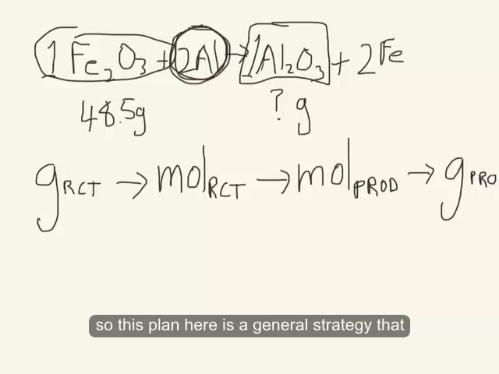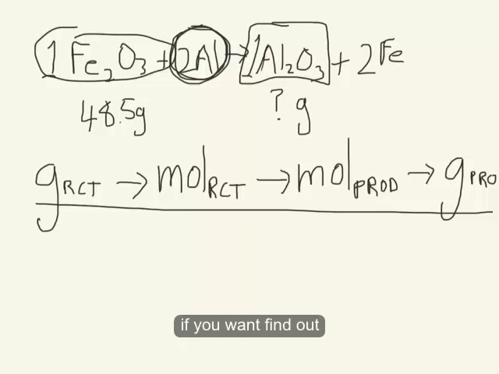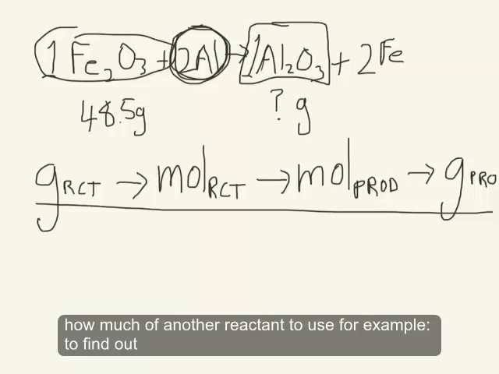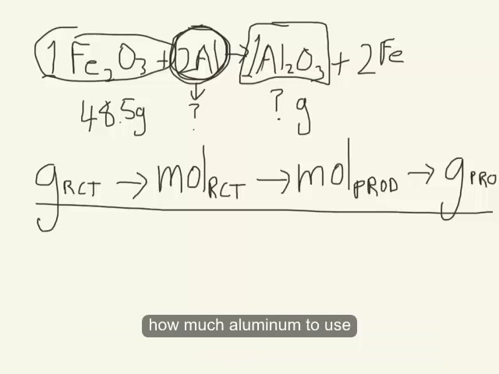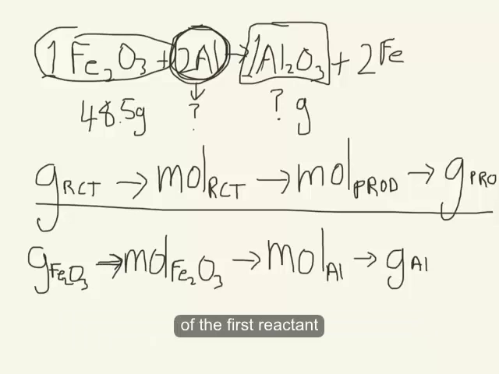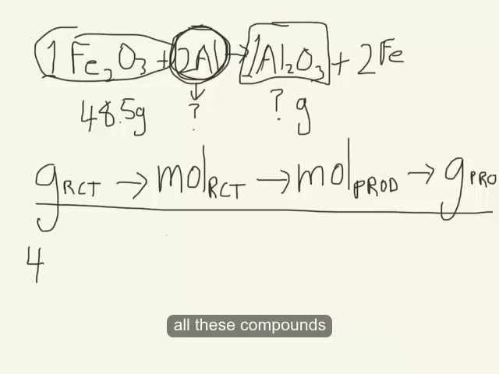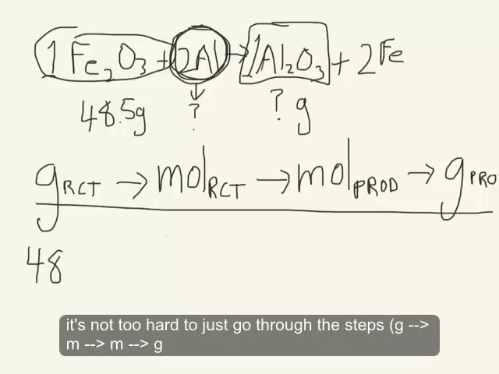So this plan here is a general strategy that you have to use for any stoichiometry problem, although you might have to adapt the strategy. If you want to find out how much of another reactant to use, for example, if we wanted to find out how much aluminum to use, we would still have to go from grams to moles of the first reactant to moles of the second reactant, and then grams of the second reactant. Since we already know the molar mass of all these compounds, it's not too hard to just go through these steps.